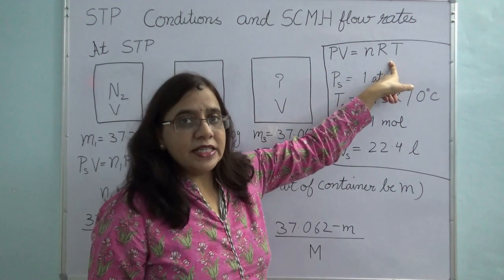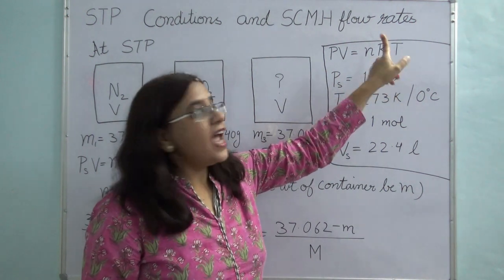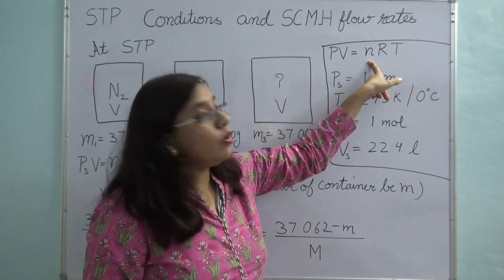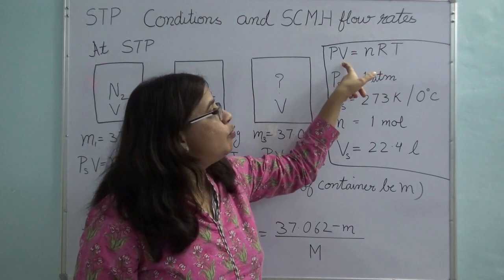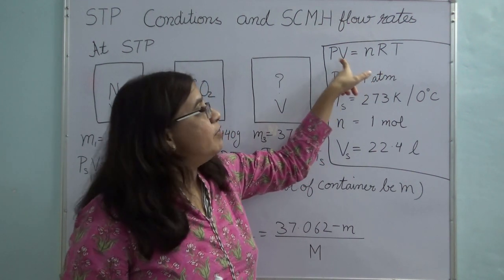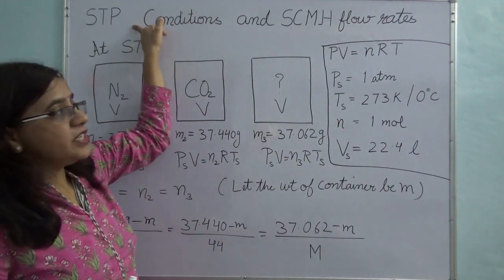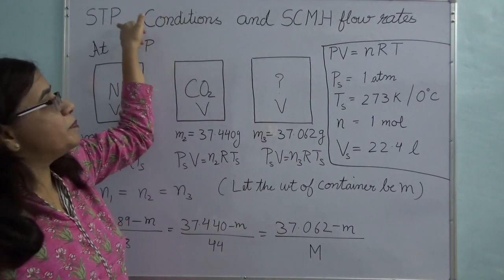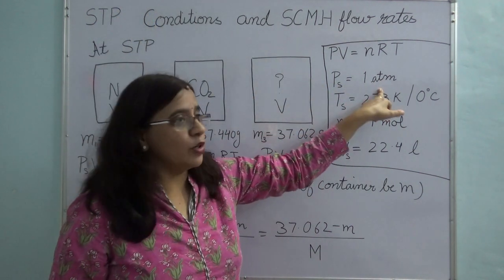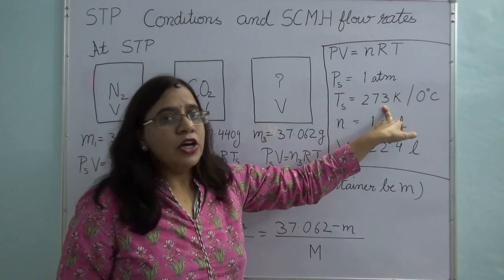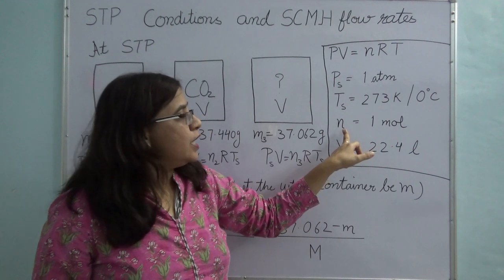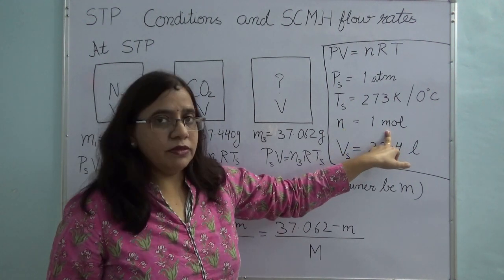PV equal to nRT, that is your ideal gas law. And we said that if you fix pressure and temperature and also the number of moles, then your volume automatically gets fixed. When we say STP conditions, what we are saying? Standard temperature and pressure conditions. So we have fixed standard pressure at 1 atmosphere and standard temperature at 273 Kelvin or 0 degree centigrade. Further, we are fixing number of moles equal to 1 mole.